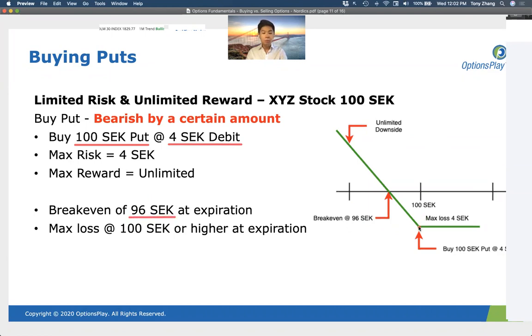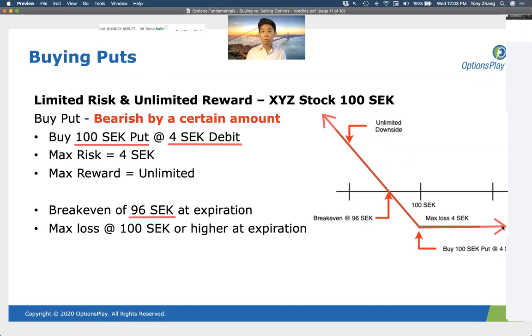So I have the same risk to reward ratio, the same risk profile, as a long call as I do for a long put. But now I just make money if the stock moves lower, and I can make more and more money as long as the stock goes all the way down to 0, and my max loss is simply capped at what I pay for that put option. So if I pay 4 crowns for that put, no matter what happens, that's the most amount of capital that I can lose.